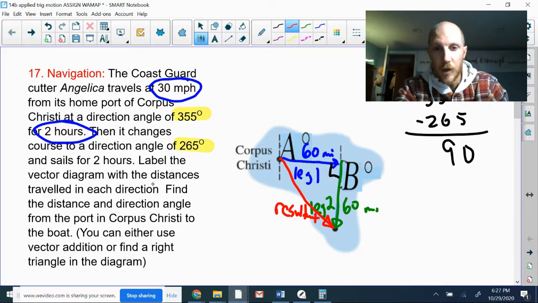It says to label the vector diagram with the distances traveled in each direction. I've done that. Find the distance and direction angle from the port in Corpus Christi to the ending location of the boat out there in the Gulf of Mexico.